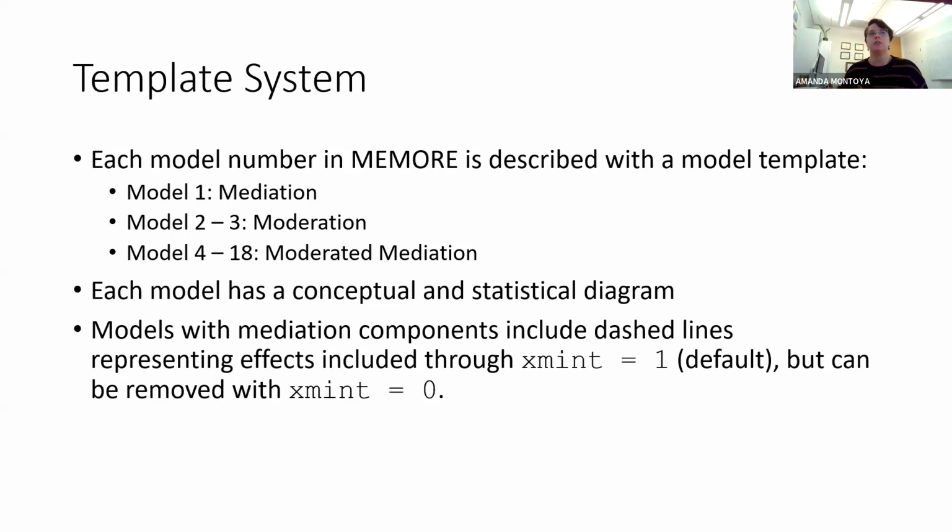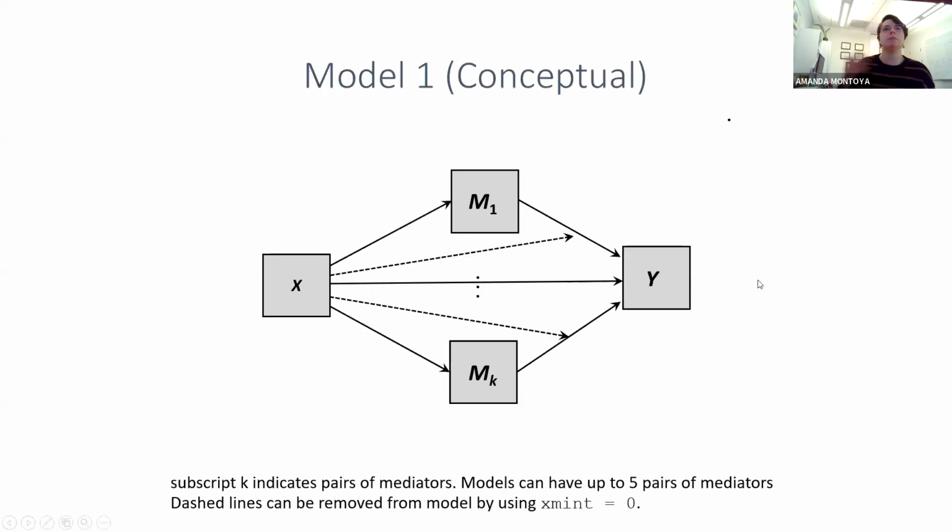So just as a note, those dashed lines are things that you can take out of the model if you don't want them there using the XMint option. As an example, this is a conceptual diagram for model 1. This is a parallel mediation model. You can have as many mediators as you want, up to 5 pairs. And these dashed lines represent that X and M interaction conceptually. So those can be taken out by setting the XMint option to 0. If you want a more traditional model, you can set that option to 0.